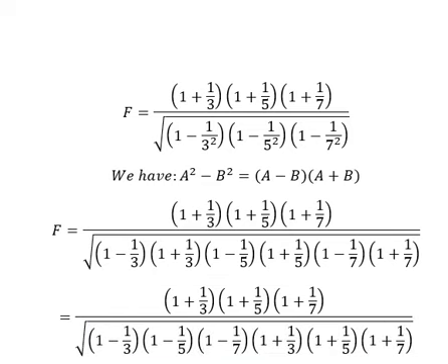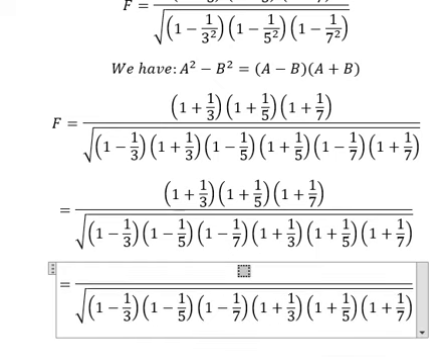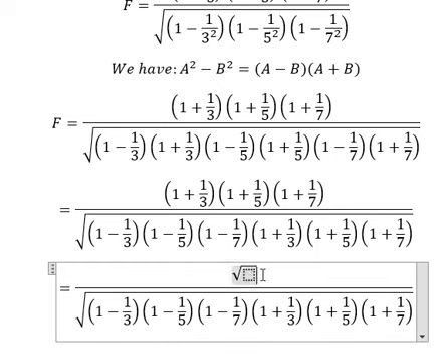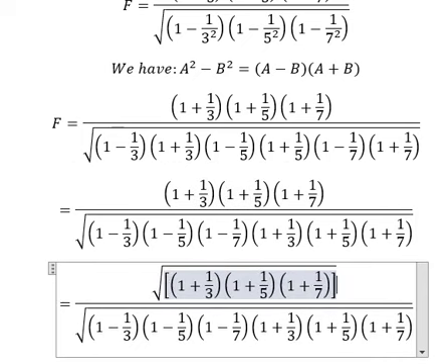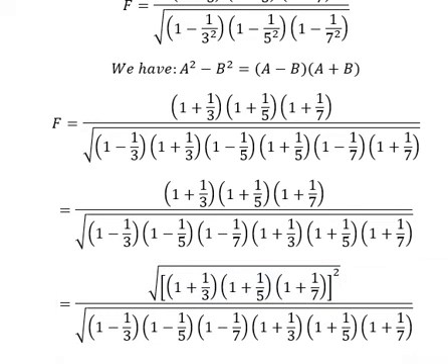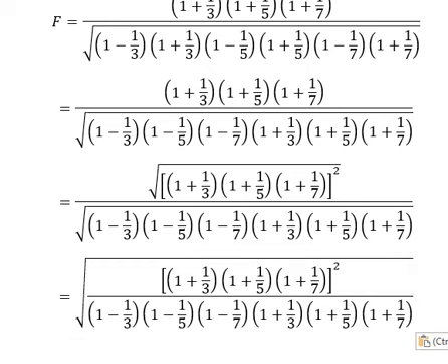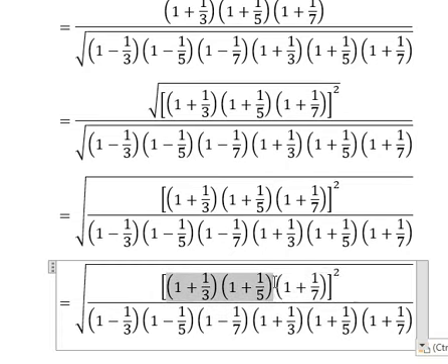Next, this one in here is the square root of this one to the power of 2. So now we can put everything inside the square root, and we get it like this. Now we need to simplify this one over this one.